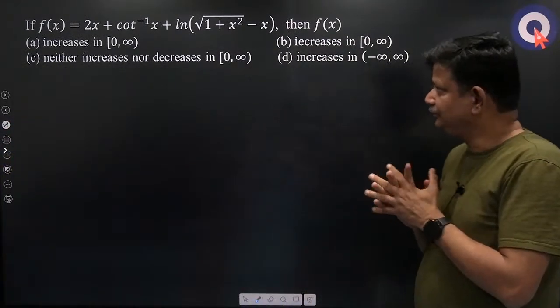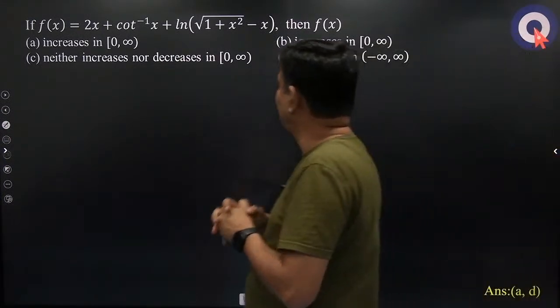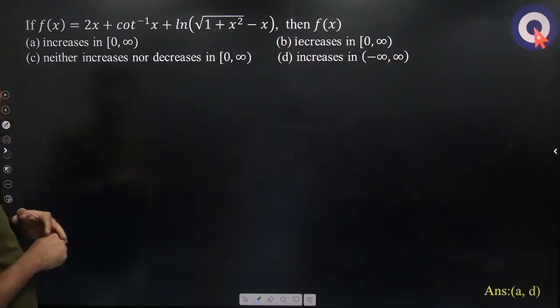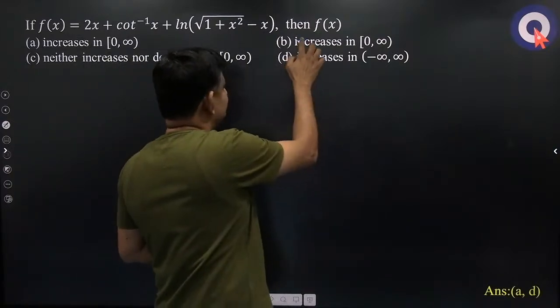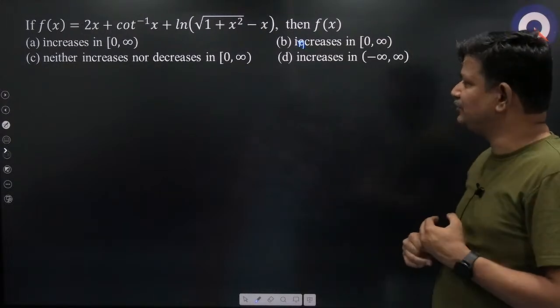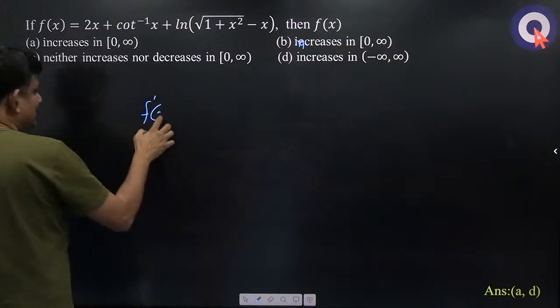Quickly do this question. f(x) is equal to 2x plus cot inverse x plus ln of root over 1 plus x square minus x. Then f(x) increases or decreases in which of these intervals? So find out f dash of x.